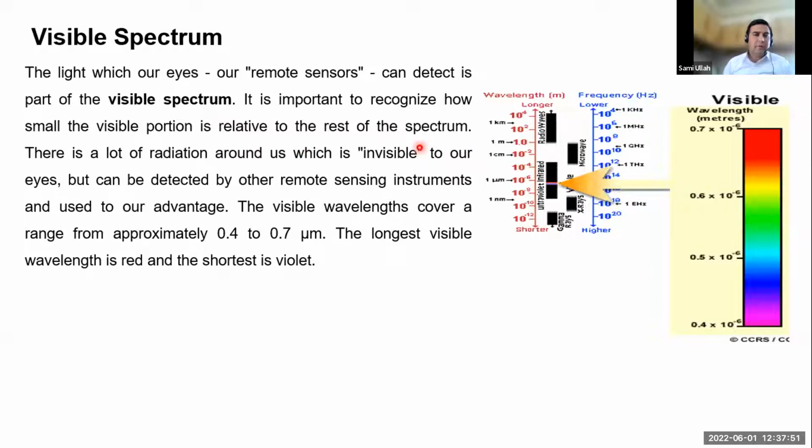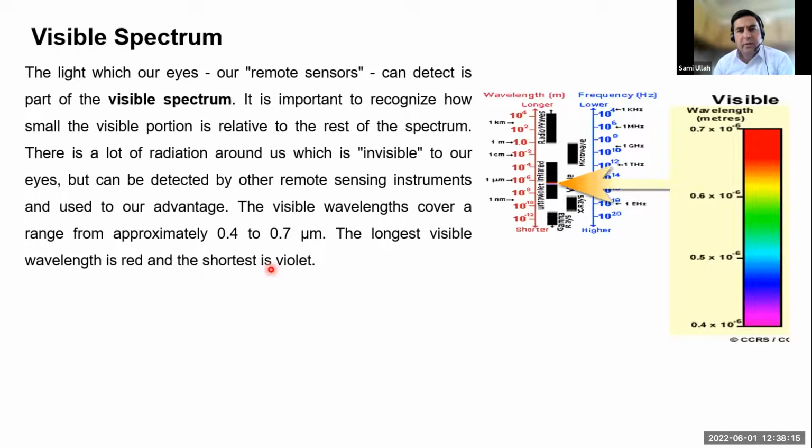So there is a lot of radiation around us, as I told you, that is invisible to our eye but can be detected by other remote sensing instruments and used to our advantage. The visible wavelengths cover a range from approximately 0.4 to 0.7 micrometer. The longest wavelength is red and the shortest is violet.